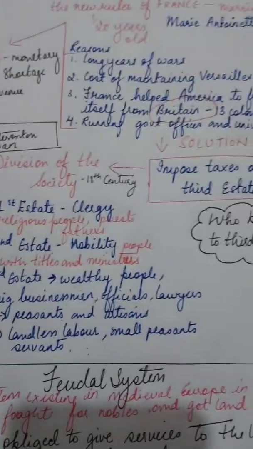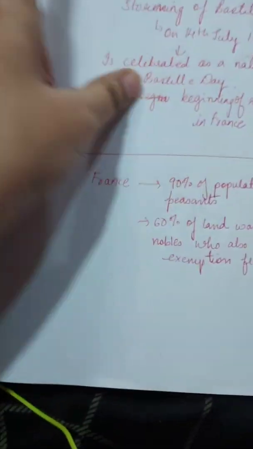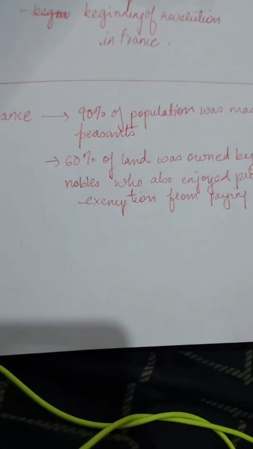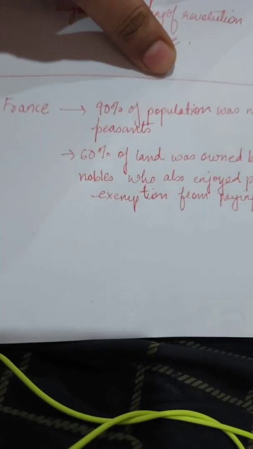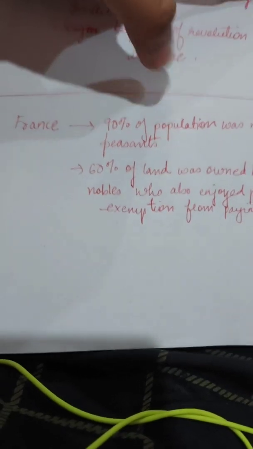Okay. Moreover, in the third paragraph, you can see that it is written there that 90% of the population of France at that time included what?